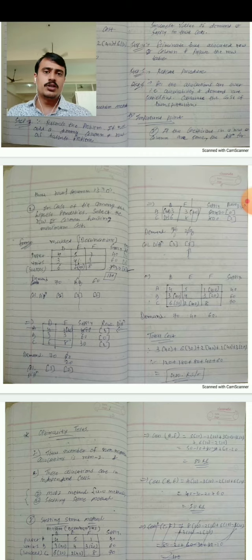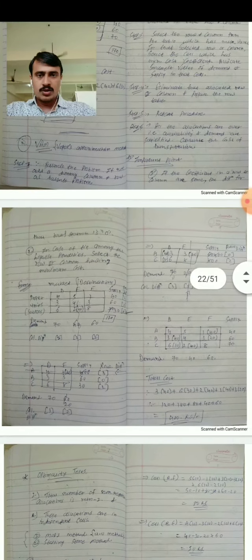Other examples we will see in the next lecture. Total transportation minimum cost is with Vogel's approximation method. Thank you.